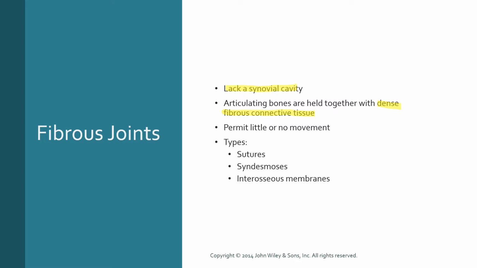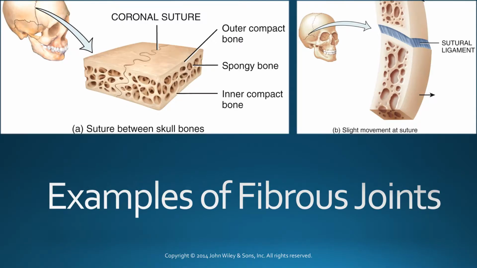And there are 3 types of fibrous joints. They are sutures, syndesmoses, and interosseous membranes. So a suture is a fibrous joint. It's composed of a thin layer of dense irregular connective tissue. And sutures only occur between the bones of the skull.